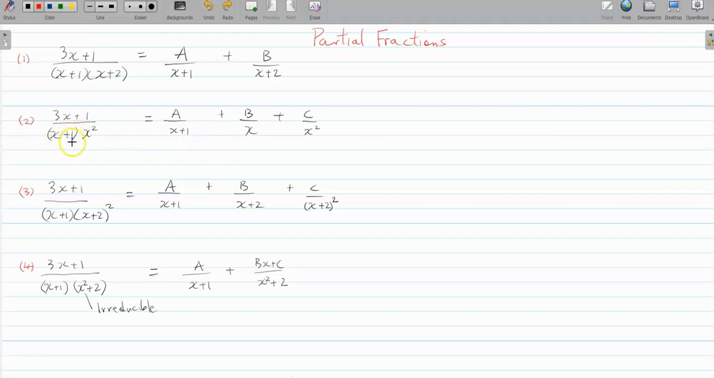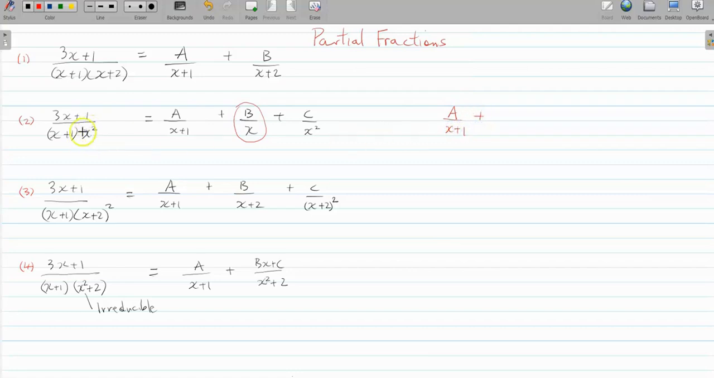Now, my question to you is, we have 3x plus 1 over x plus 1 times x squared. This is a repeated factor. Now, why do we write b over x? That's a question I want you to ask yourself. Now, let us examine the factors in the denominator. Here, x plus 1 is linear. Therefore, we should have a constant. So I'm going to write it over here. So we should have a over x plus 1.